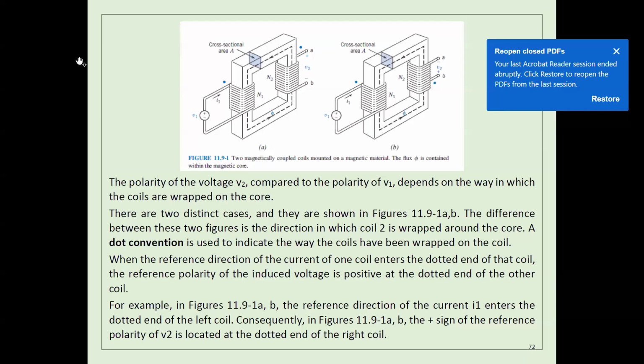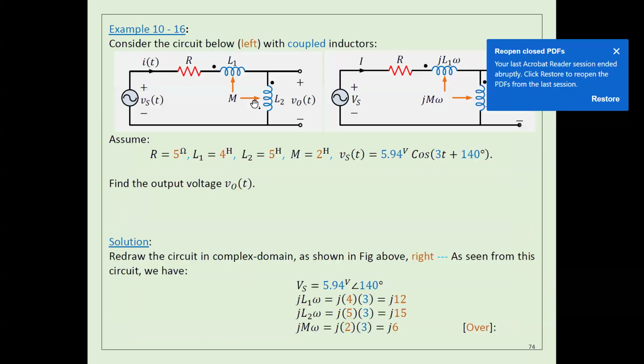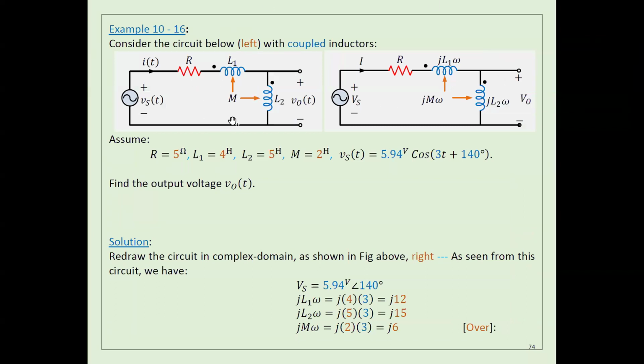Let's see the examples here. In this example, you have a voltage source, a resistance, and inductors, and you can see it's very easy. You can see these two inductors are coupled, because you can see the arrow here and M. This one has inductance L1, this one has inductance L2, and M is the mutual inductance.